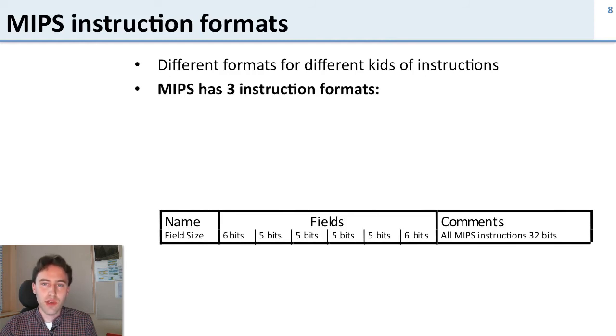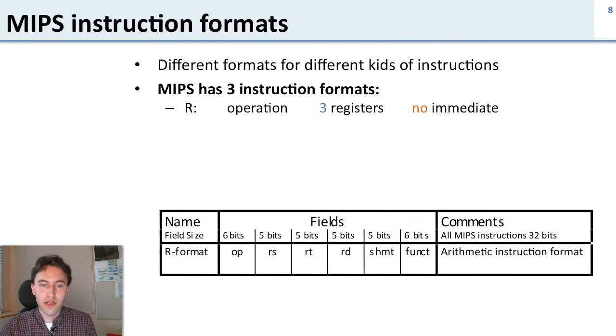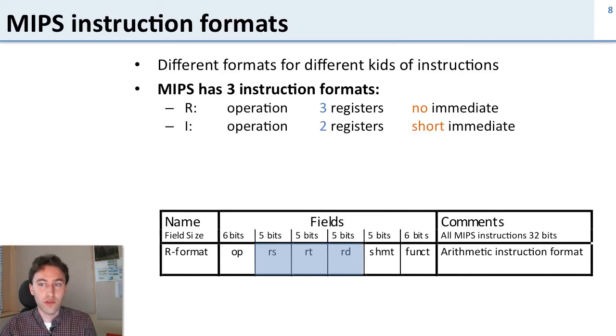In particular, there are 3 instruction formats. You can see here on the screen the same fields that we saw before for the regular instructions. The regular instructions that we've seen before are what is known as the R format, or the register format. This has an operation and 3 registers, but no immediate value, no constants. Here's what the R format looks like. It's the same thing we saw before, where we have the operation and then the registers and the shift and function amount. We can see that we have fields for 3 registers and no field for an immediate.